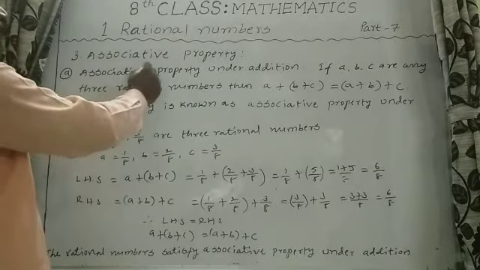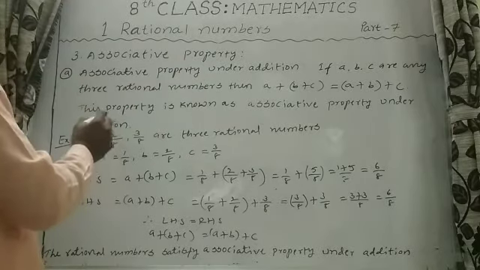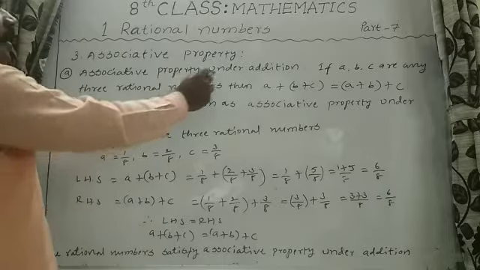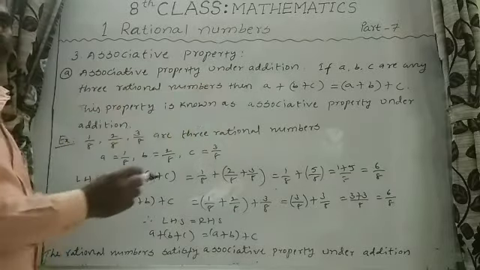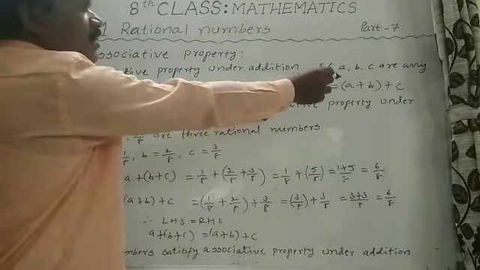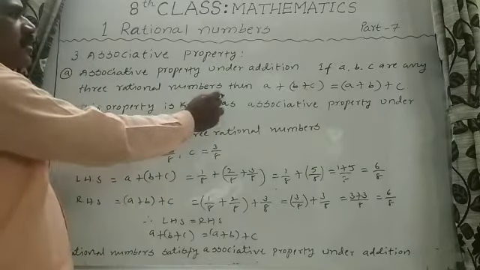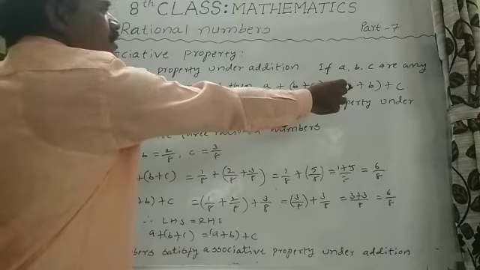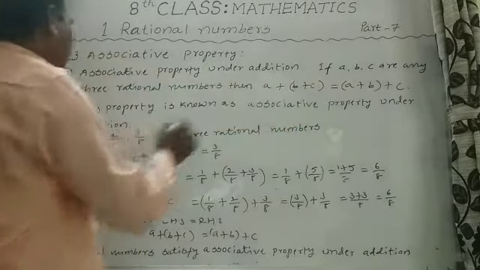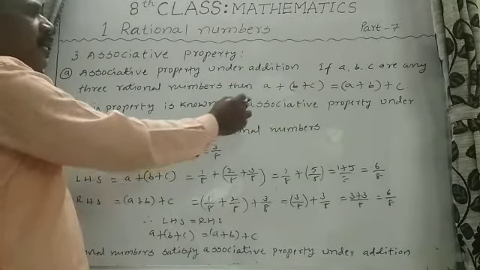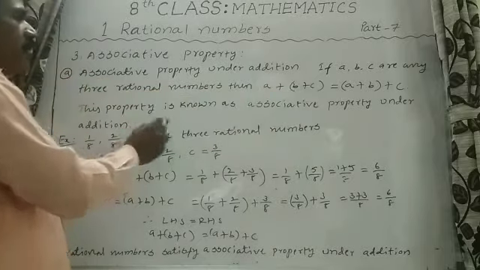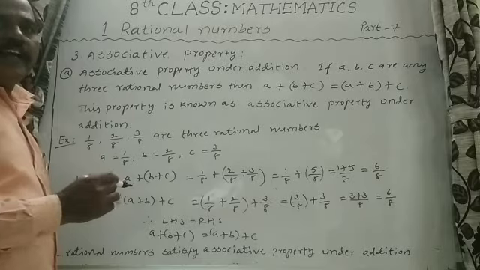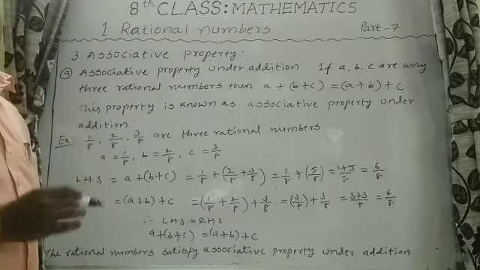Third one, associative property. Case 1, associative property under addition. If a, b, c are any three rational numbers, then (a + b) + c is equal to a + (b + c). This property is known as associative property under addition. Any three rational numbers added any way will give the same answer.